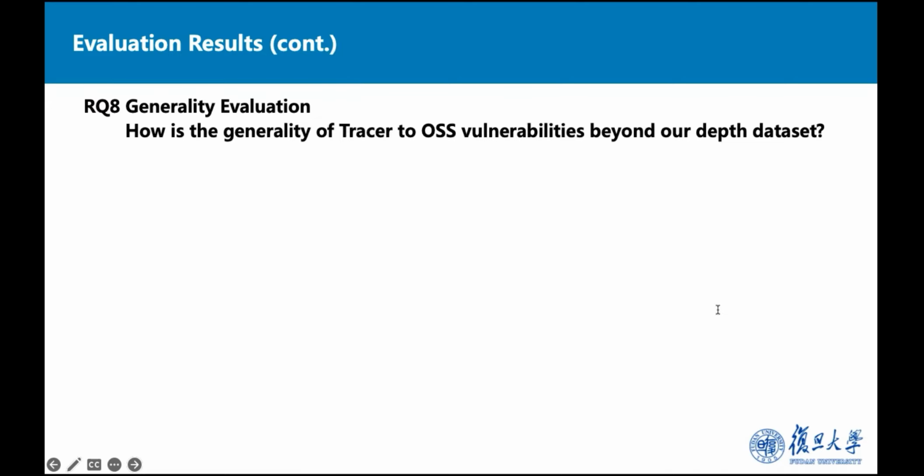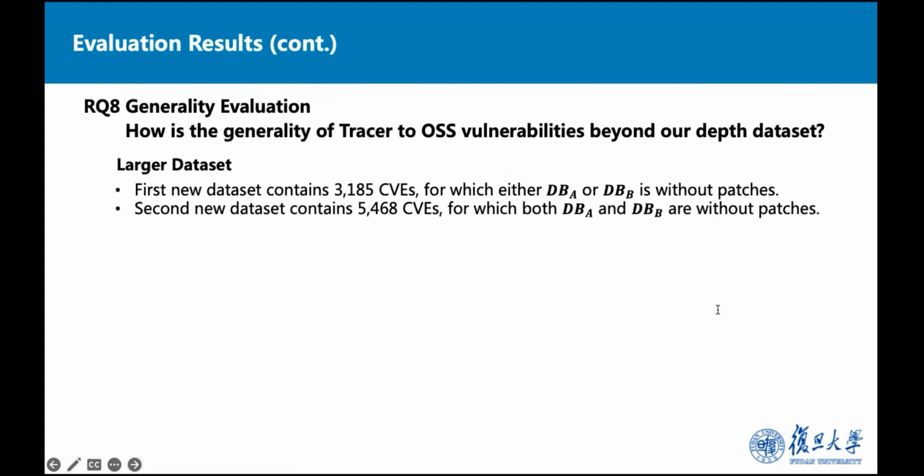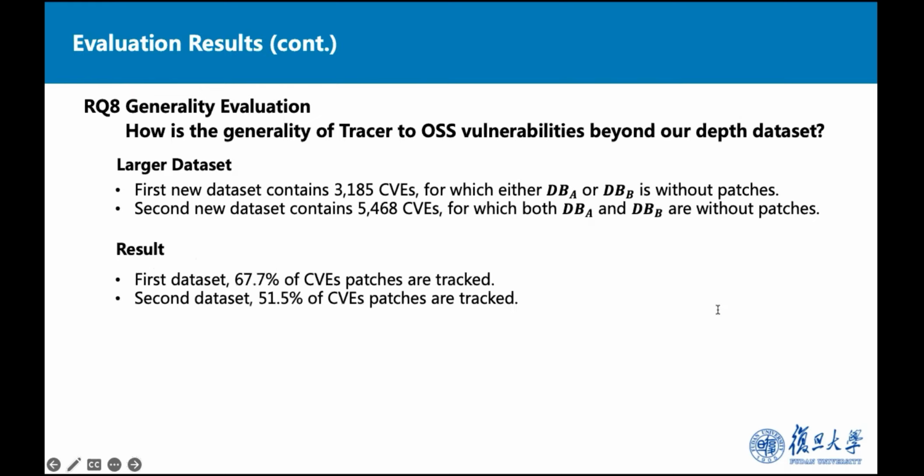We do the generality evaluation to answer how is the generality of Tracer. First, we construct 2 larger datasets. The first new dataset contains 3,000 CVEs for which either DBA or DBB is without patch. And the second new dataset contains 5,000 CVEs for which both DBA and DBB are without patch.